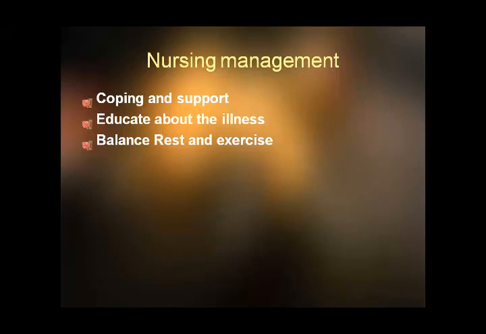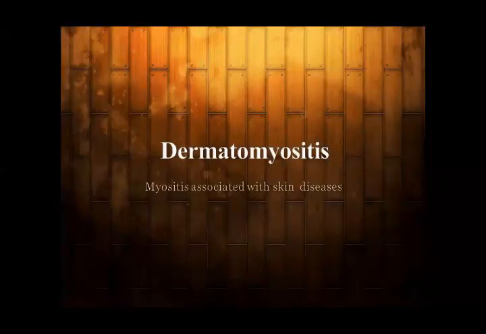So nursing care of these patients is very, very important because they need psychosocial support, because it is a chronic disease usually leading to muscle wasting, and the patient has difficulty coping. Patients on long-term steroids can have other complications, especially osteopenia, Cushing syndrome, diabetes mellitus, and hypertension. So counseling of the patient is very important: coping and support, educating about the illness, and balancing rest and exercise.